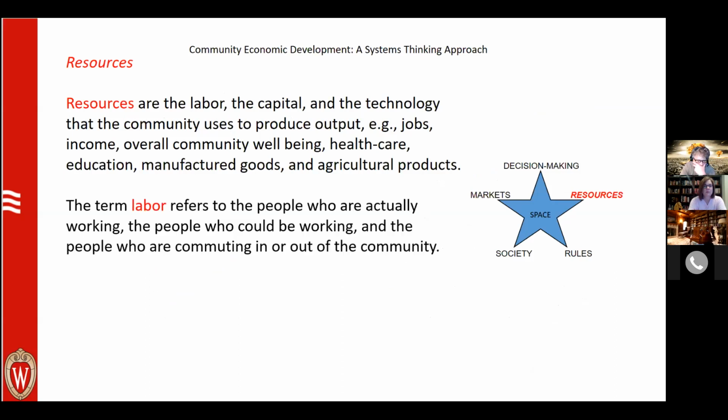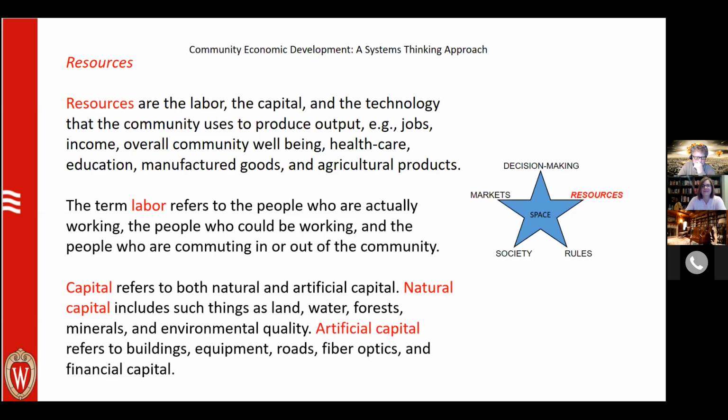Labor often refers to the people that are actually working in the community. These could be people that are working in the community. They could be commuters. Some of the work that Matt Kears has been doing on commuting sheds has shown that the days of people living in one place, working in one place, shopping in one place, going to church in one place are gone. We live here, we work over there, we shop over here, and we don't go to church anymore. So the notion of labor is we need to think a little bit broader than simply within the community.